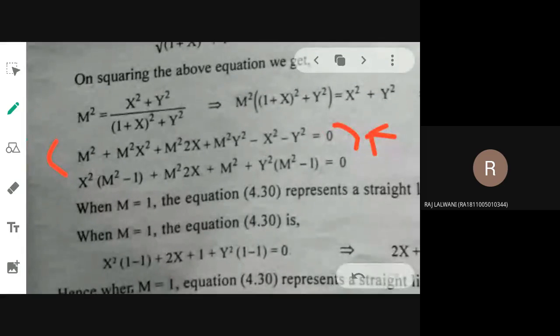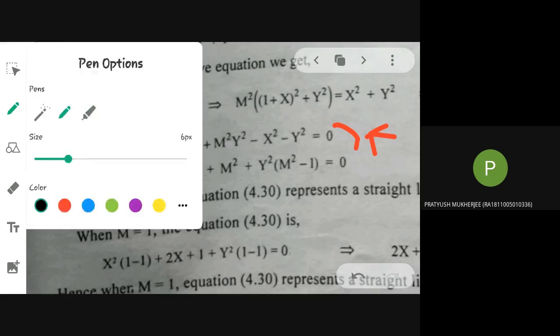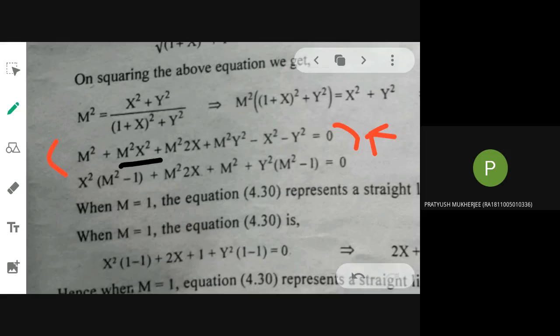What they have done in the next step? They have taken common terms out. So what common terms were taken out? x squared and m squared x squared, what is common? m squared. Between these two, x squared is common. So x squared is taken common. So inside the bracket, you will be getting m squared minus 1.